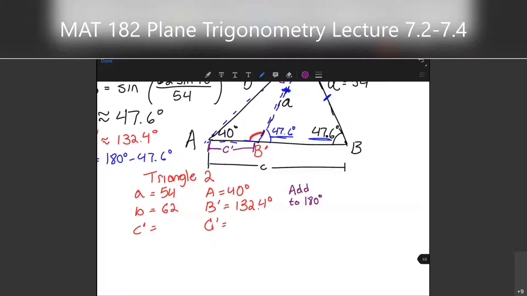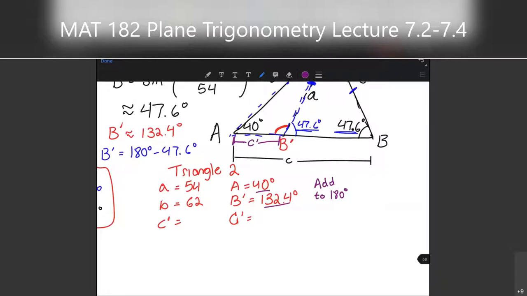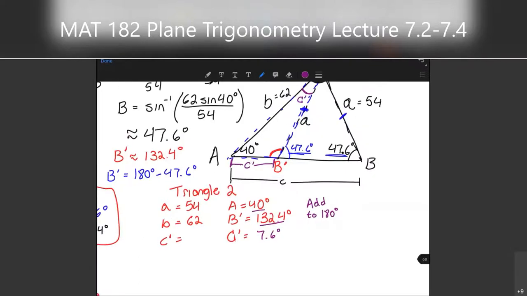We have a 40-degree angle and a 132.4, Mr. Copeland. With addition of these two here. Trying to find what would add to this to make 180. Oh, I got it. 7.6. Yep, 7.6 will do it. Very good. We'll have 7.6 for that other angle, and I didn't draw this perfectly, but you know, we can consider that as a pretty small angle, C prime.